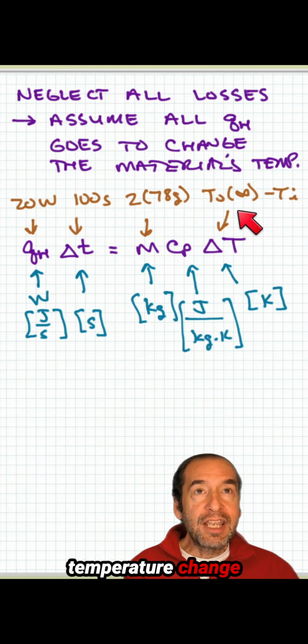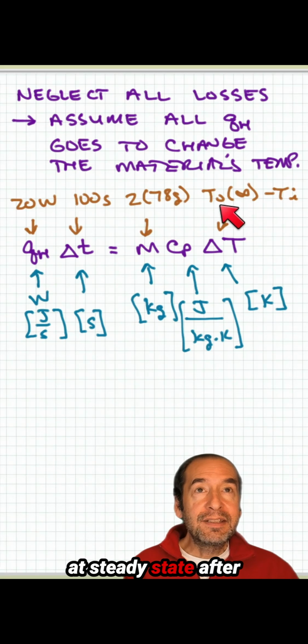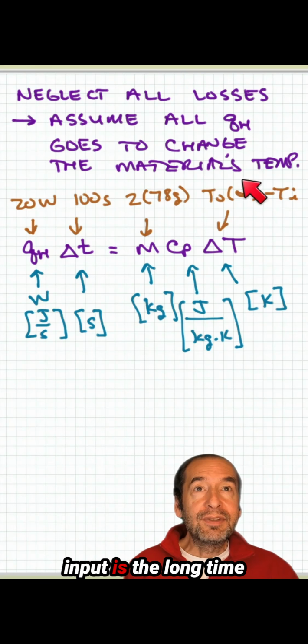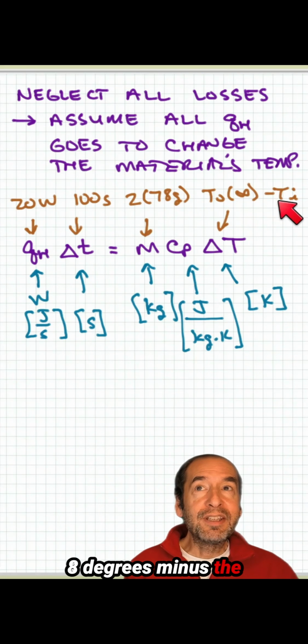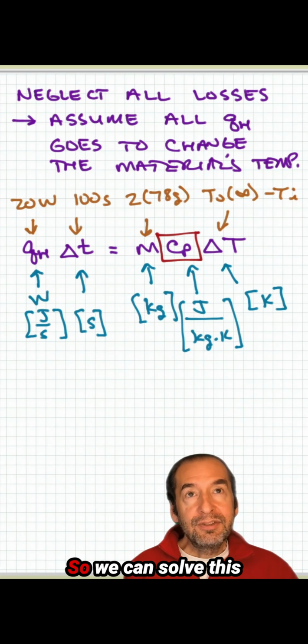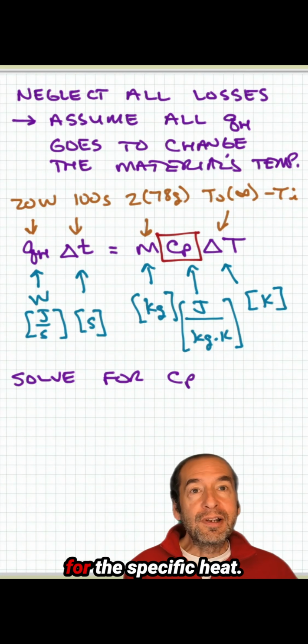And the temperature change at steady state after this energy was input is the long time temperature that was measured, 39.8 degrees, minus the initial temperature, which was given to be 23 degrees C. So we can solve this for the specific heat.